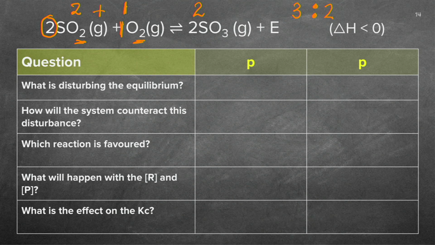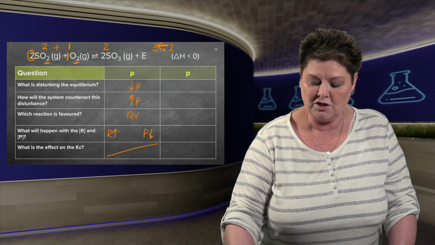If I now lower the pressure, mother-in-law wants to increase the pressure. How can mother-in-law increase the pressure? Going from 2 to 3 molecules. So it will be the reverse reaction that will be favored. The reactants will be increasing, the products will decrease, and Kc is not actually determined by the change in pressure.